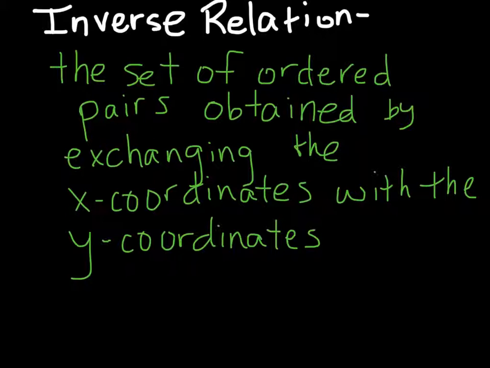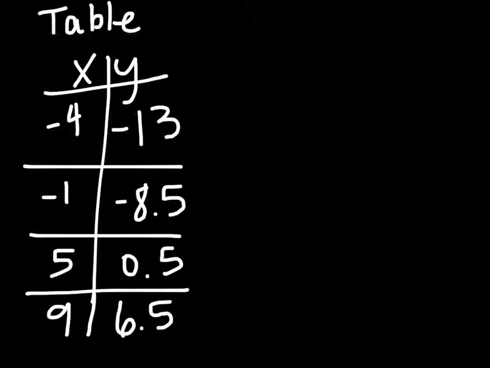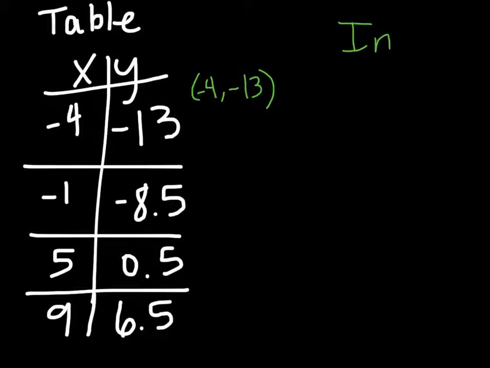So inverse means opposite. So we're just going to take the x and y coordinates and exchange them with each other. Okay, so if I have a table and I want to find the inverse relation from this table, well, one ordered pair that goes with this table is (4, -13). So in the inverse, one of the ordered pairs would be (-13, 4).